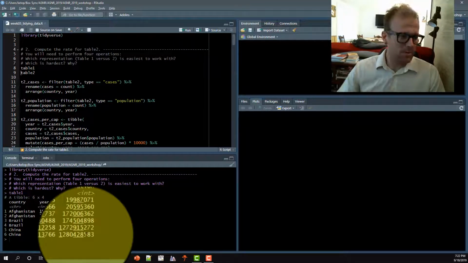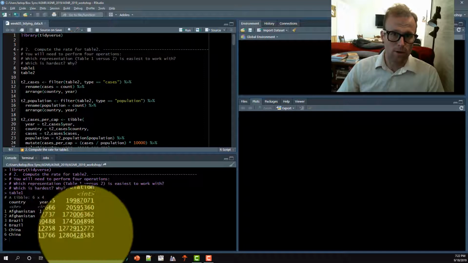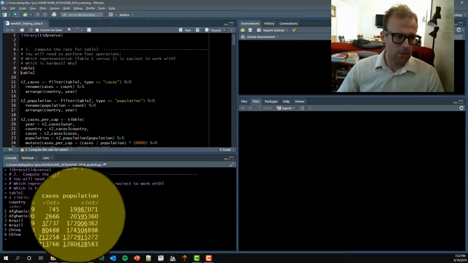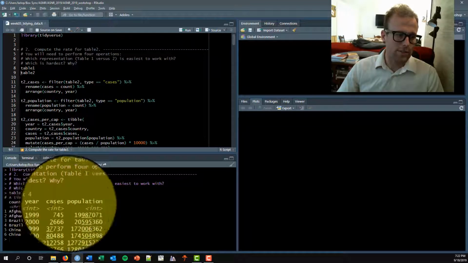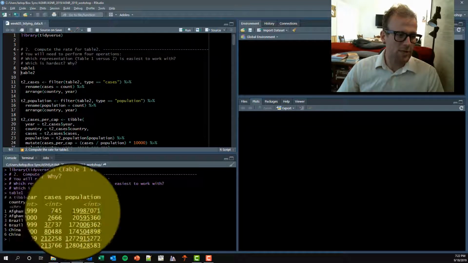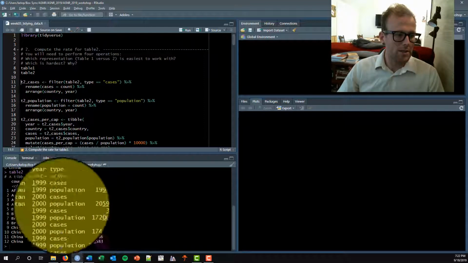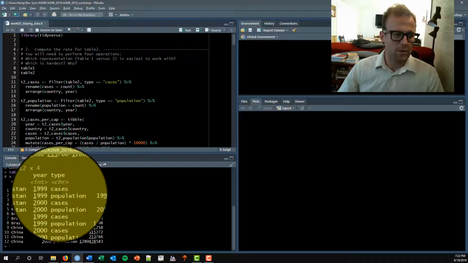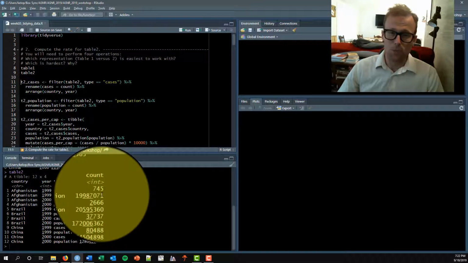In table 1, it is presented in this format where we have cases and population spread across two different columns. So arguably, these are not completely tidy data because both of these represent counts, and they really are just two different categories of counts from the same country in the same year. So another way of looking at these data in a longer format would be what is presented in table 2, where you can see that now for Afghanistan in 1999, we have both cases and the population. And we see those two different counts represented on different rows rather than being represented in different columns.